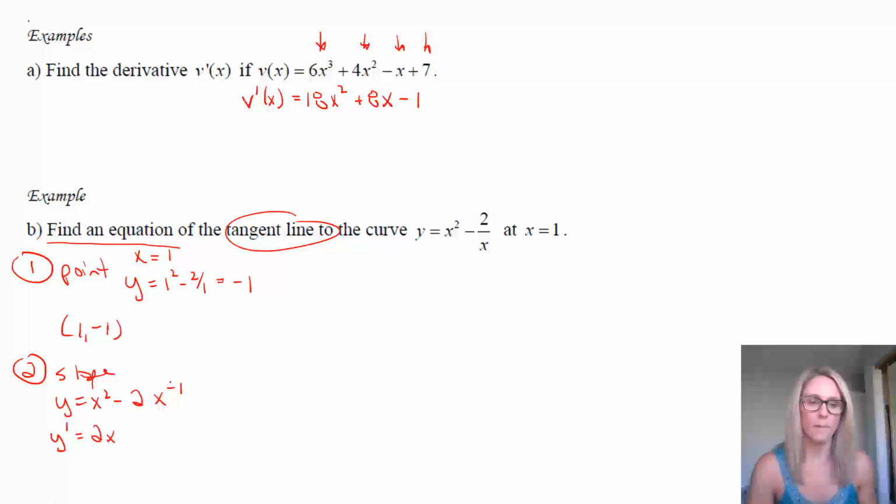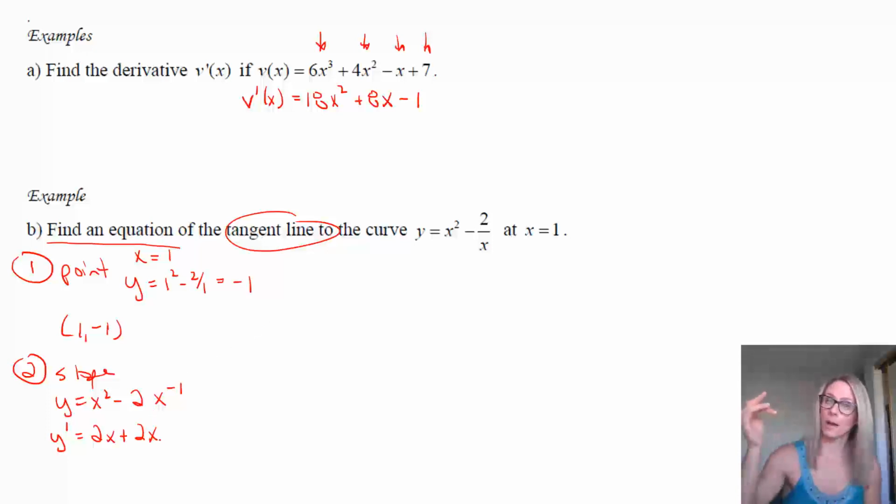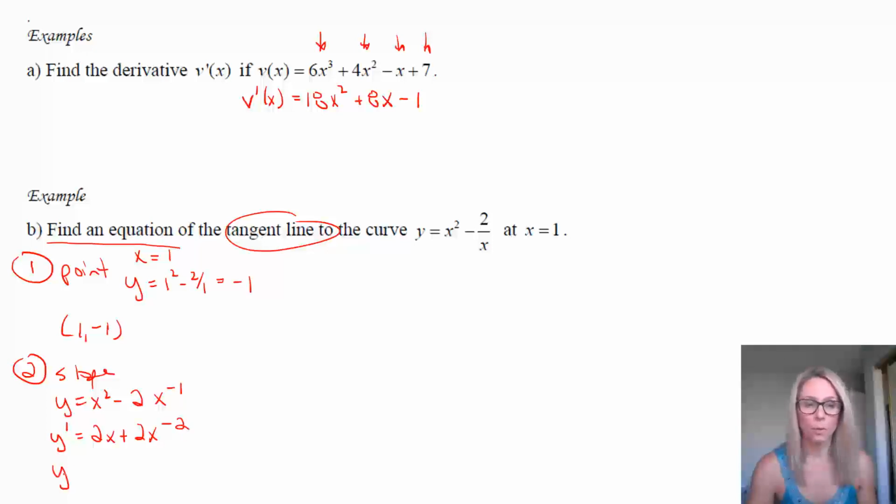I'm going to have 2x. I'm going to then use the power rule on this second piece. I'm going to have -1 times -2. And then I'm going to subtract 1 from -1. And that's actually going to give me a -2. So we want to pay attention to that. So you can also say y prime equals 2x plus 2 over x squared.